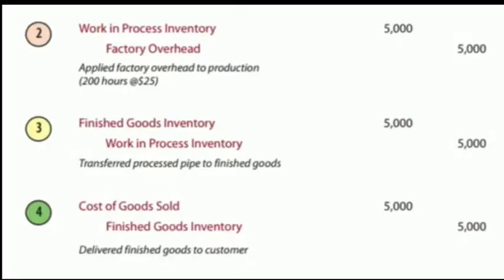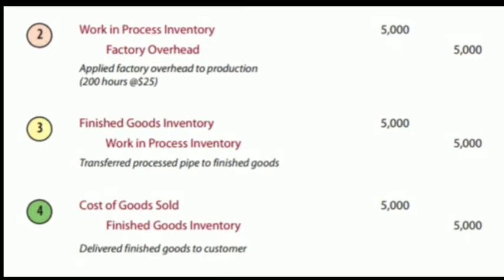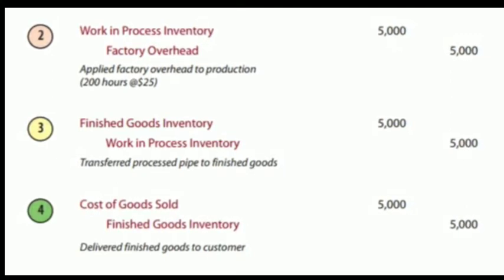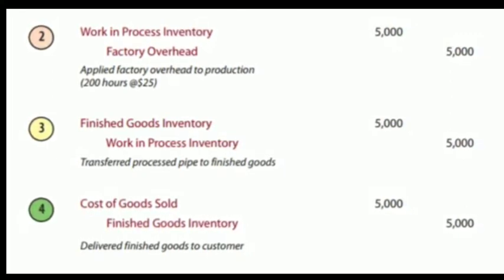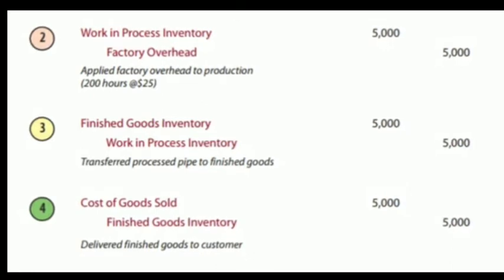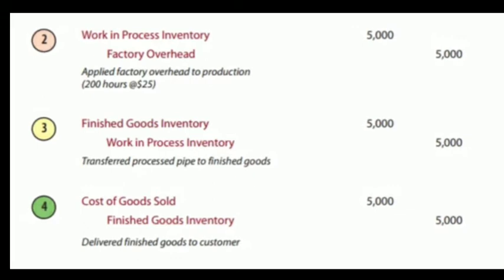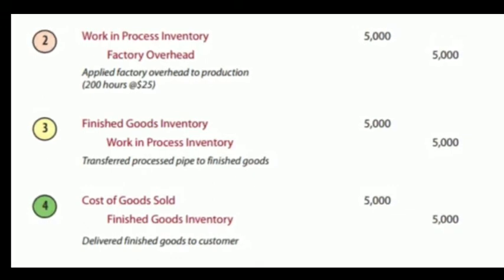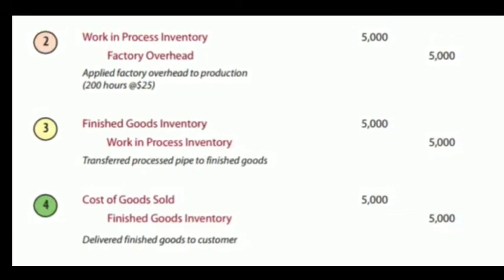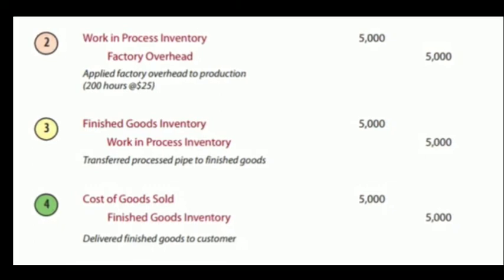The following entries are similar to those that were used to record the direct labor. Compare them and pick out the account that differs. These are the entries that I've mentioned. You can see that work in process inventory is debited for 5,000, and factory overhead is credited for 5,000. For the explanation: this is applied factory overhead to production, 200 hours at $25.